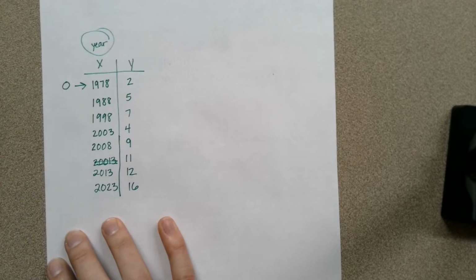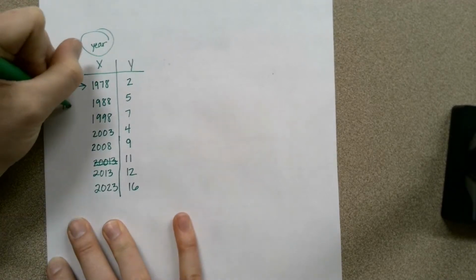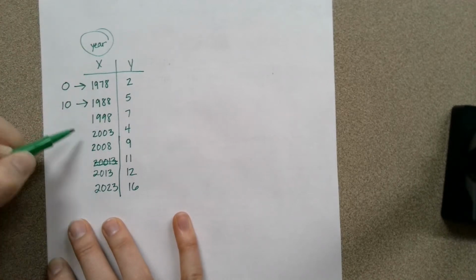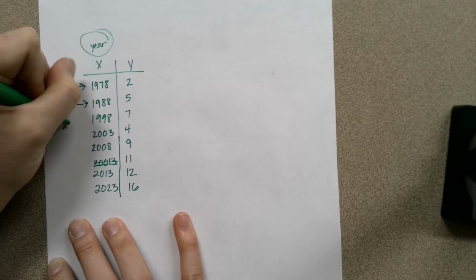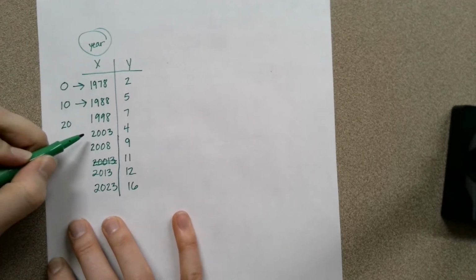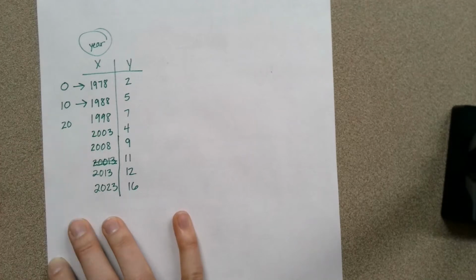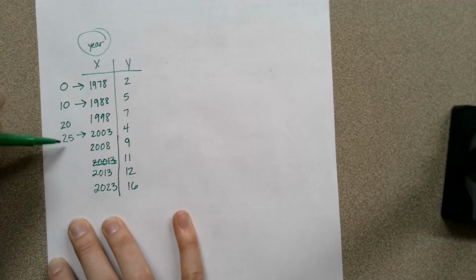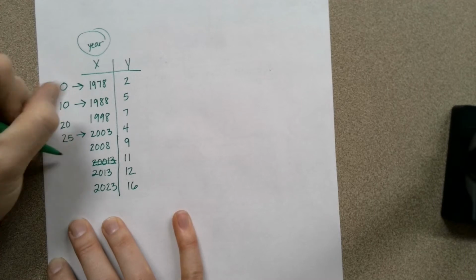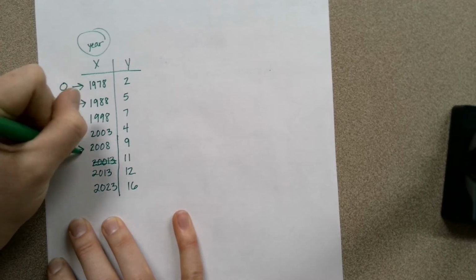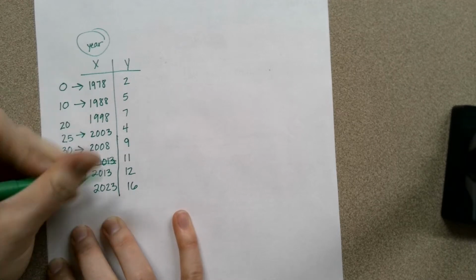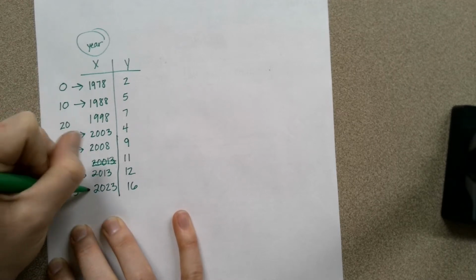1988 is 10 years after 1978, so that's going to get the value of 10 in our calculator. 1998 is 20 years after 1978, so that would get the value of 20. 2003 is 5 years after 1998, so it's another 5, so that one would be represented with 25 because it's also 25 years after 1978. Another 5 years later, that would give us 30. 5 more years later, that gives us 35. And 10 years after that would give us 45 in our graphing calculator.